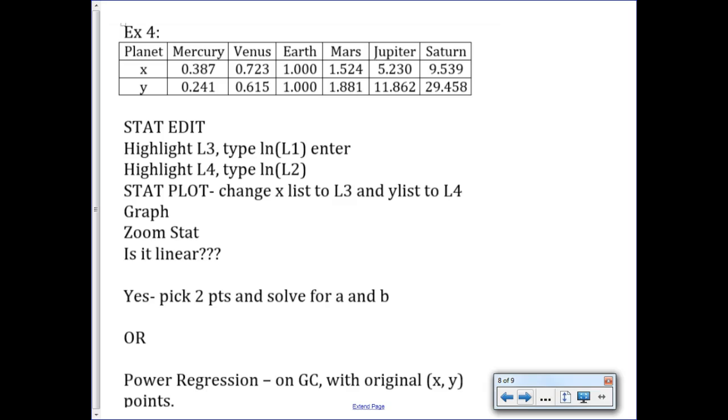If it's linear, then we can pick 2 points, solve for A and B, like we talked about with the exponential function, or we can use what's called power regression on the graphing calculator, just like we were able to use exponential regression with the exponential function. So if you use power regression, you will get y equals 1x to the 1.5 power. So if you want to practice going through another power function by hand, we can do that. I'm not going to use these points to solve for anything with the pick 2 points and solve, but I will definitely go over another one with you if you'd like.